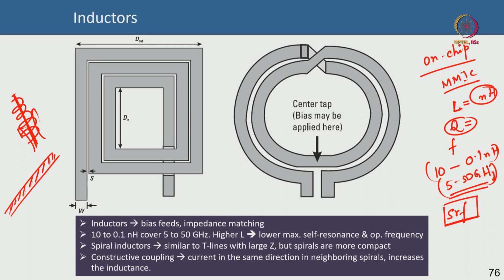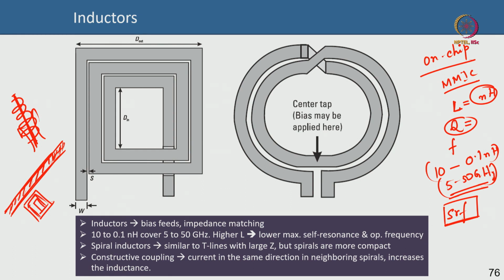However, the reason they use a spiral is because they want to increase the inductance per unit area. You want to get more inductance for a given real estate on the wafer. If you use a straight line, then you need a very long straight line to get a certain value of inductance, maybe 10 nanohenry or whatever. But if you make a spiral, then you will condense that into a smaller area, and you will be able to have a smaller footprint of the inductor.